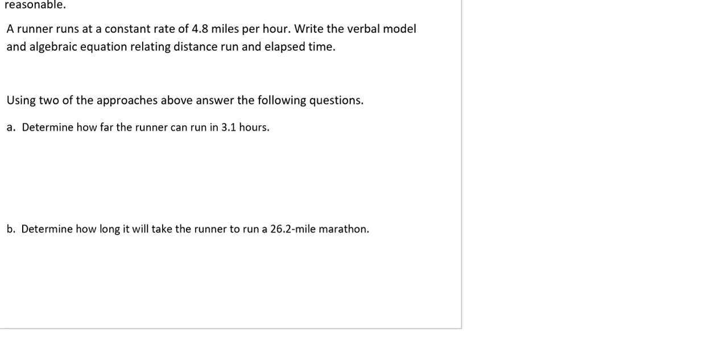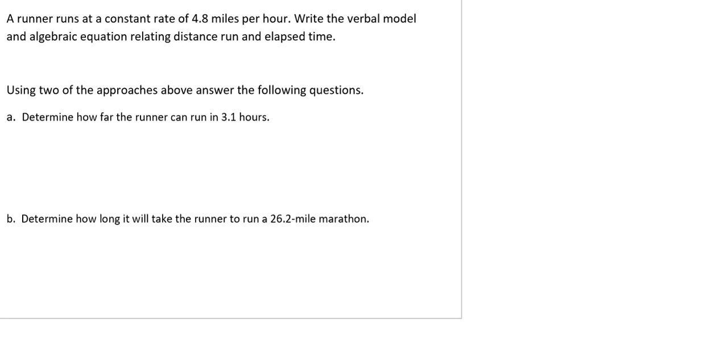So here we have a runner that runs at a constant rate of 4.8 miles per hour. We're going to write the verbal model and algebraic equation relating distance run and elapsed time. Then we're going to use two of the approaches above to answer two questions. So let's begin by writing a verbal model and then an algebraic equation relating distance run and time elapsed.